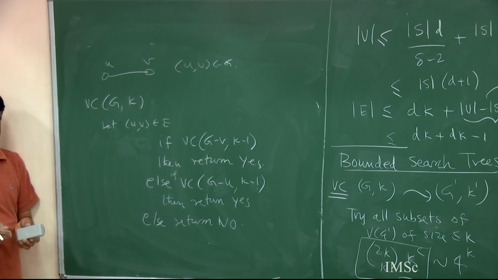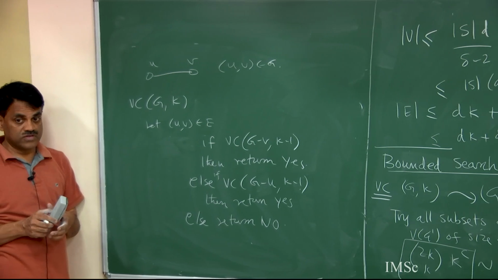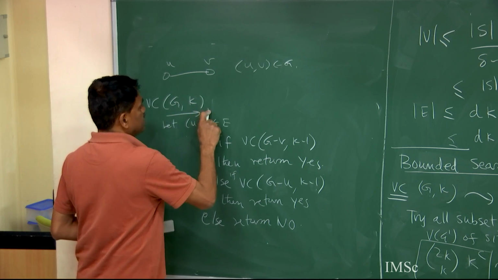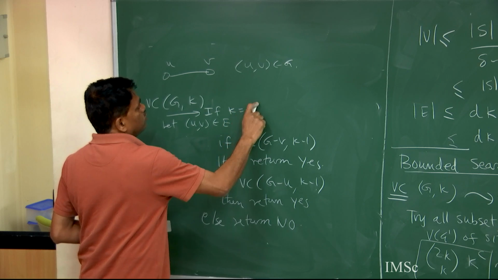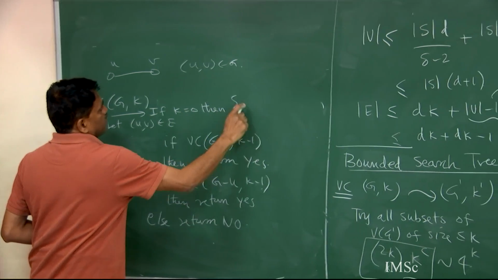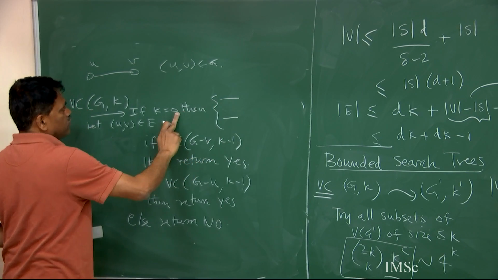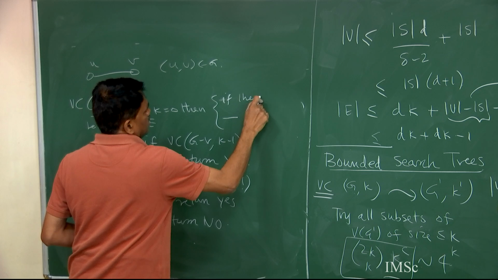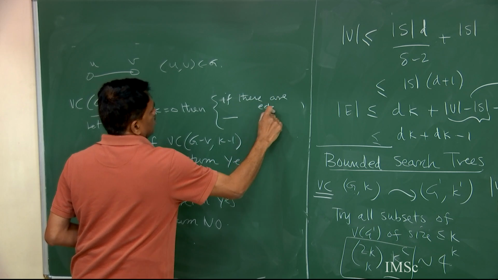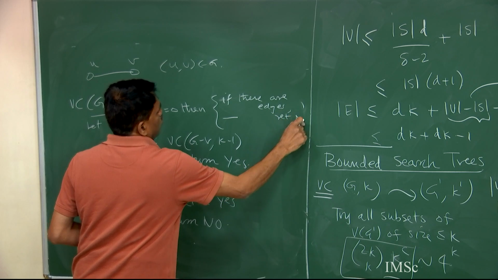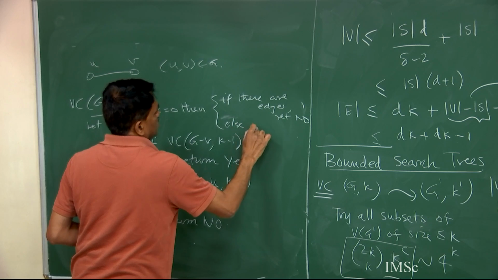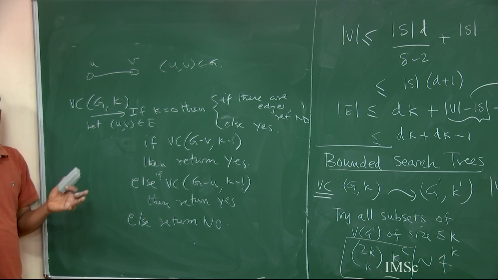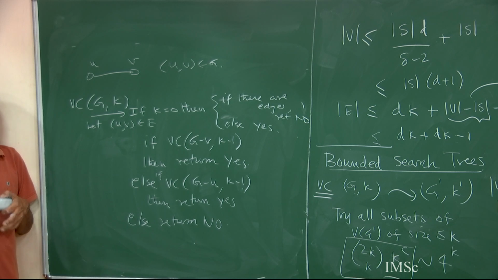Sorry? 2 to the power size of the number of edges. Okay. So the base condition would be if k is equal to 0, then do something, right? If there are edges in the graph, if k has become 0, then we'll return no, else yes. Okay. So 2 to the power is correct. It's a good start because it's a two-way branch, right?